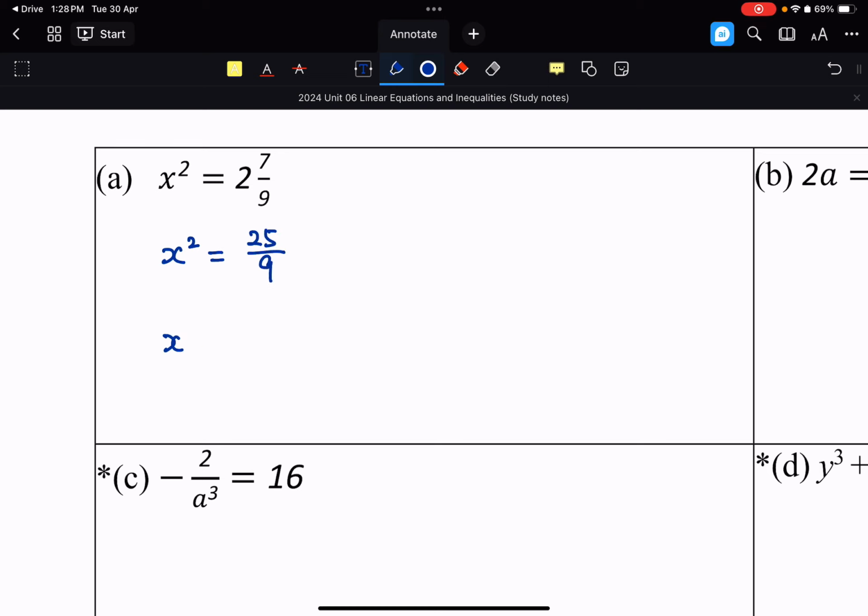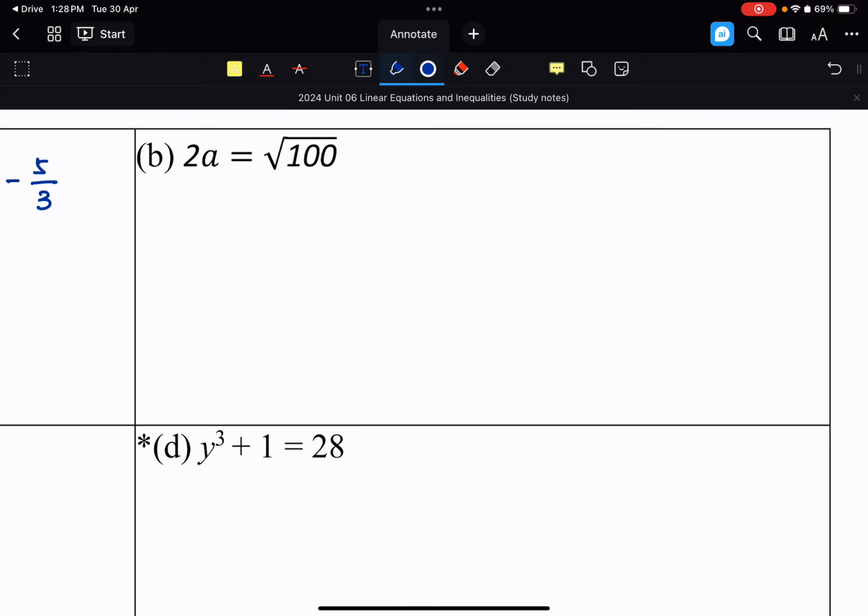And then when we try to find x, remember it includes both the positive and negative versions of 25 over 9, right? So x equals 5 over 3 or negative 5 over 3. Okay, example B. Now example B, this time round we are only interested in the positive version of this square root, so it's going to be positive 10, right? That means A is going to be 10 over 2, which gives us 5, and that's the only solution.